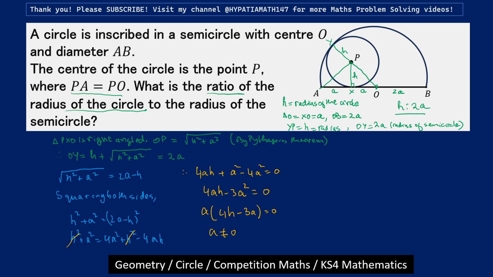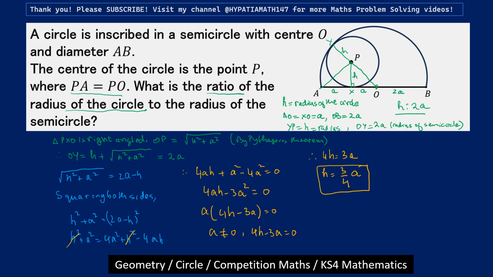So then I would have 4h minus 3a equals 0, and therefore 4h equals 3a, or h equals 3 out of 4 a. So we now have a relationship between h and a. So let's work out h is to 2a, the ratio of the two radii. Once we get h, we can say 2a is equal to 2 times 3 out of 4a. No, sorry, what am I writing? That is not what it is. 2a remains as it is, we don't need to do anything.